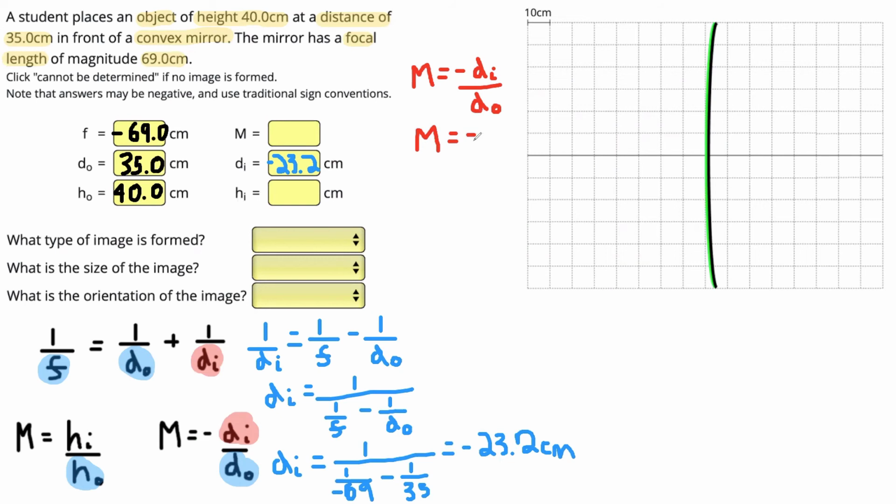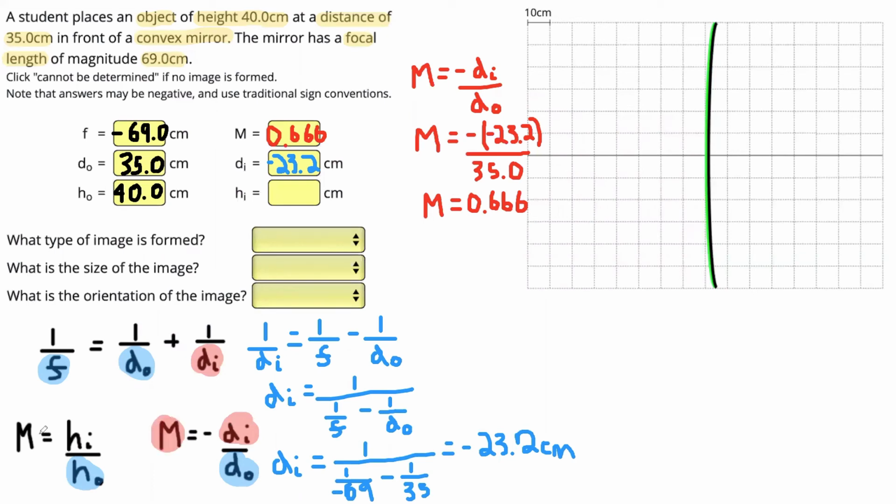So the distance of the image, I calculated as negative 23.2. So it's going to be negative from the equation and then negative 23.2 divided by the distance of the object, which was 35. Here, since we have negative of a negative, that becomes positive. So we have 23.2 divided by 35. And that gives us a magnification of 0.666. You can fill that in here. Notice how that's positive. And again, that doesn't have a unit. Now we have our magnification.